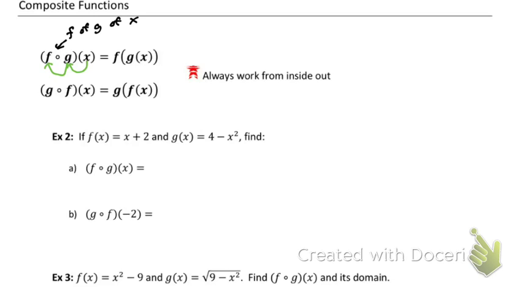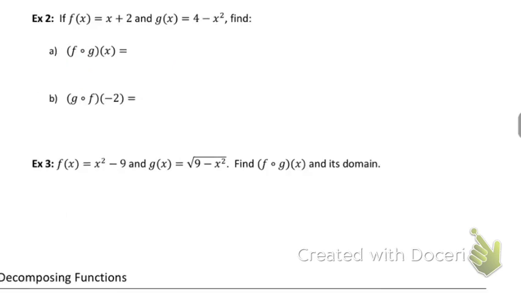Changing the order of the letters matters. If I do g of f of x, that means I'm going to take that x value and put it in for my f. And whatever results from that, I'm going to plug it into g. In other words, it'd be g of f of x. We always work from inside out. So let's do some examples.